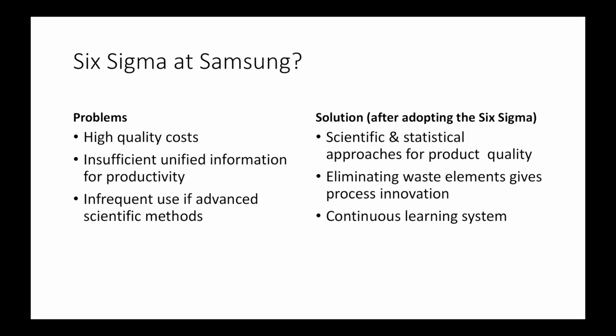For Samsung, as you can see in the slide, it shows how it was a good idea to implement Six Sigma. They had problems with the cost of having high quality in their products, and they had not enough information about productivity and did not use advanced scientific methods. And the solution for this was obviously to do those scientific and statistical steps for the quality of the product, delete the waste for process innovation, and educate the people continuously with different learning systems.